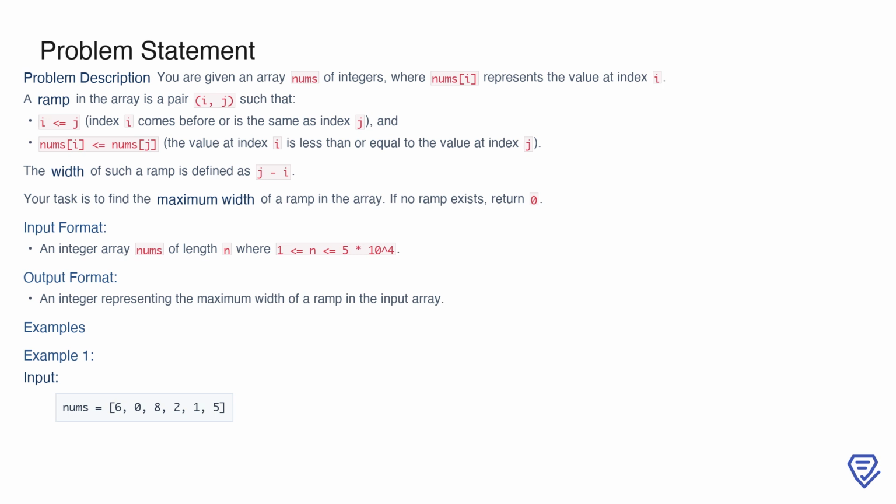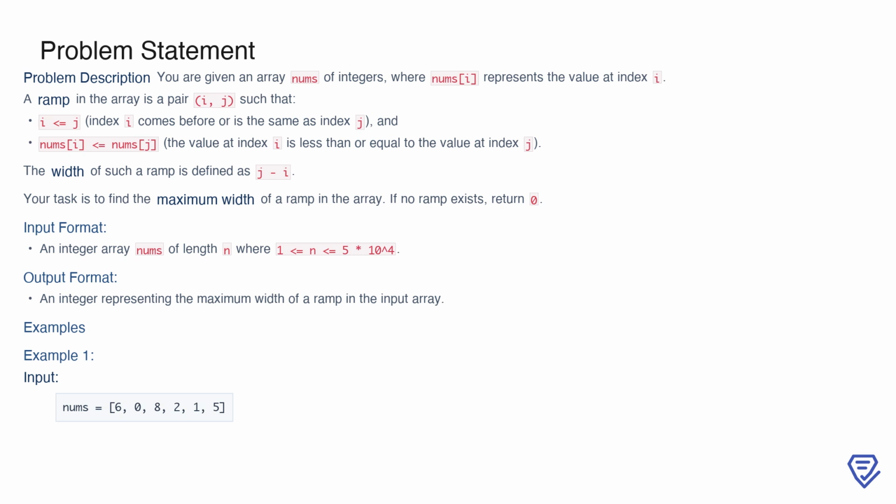Each element in this array corresponds to a value at a specific index. Your goal is to find a specific type of pair, called a ramp. A ramp is defined as a pair of indices i, j, where i is less than or equal to j, meaning the first index comes before or is the same as the second index, and the value at nums[i] is less than or equal to the value at nums[j]. The width of this ramp is determined by the difference j - i, or the distance between the two indices.